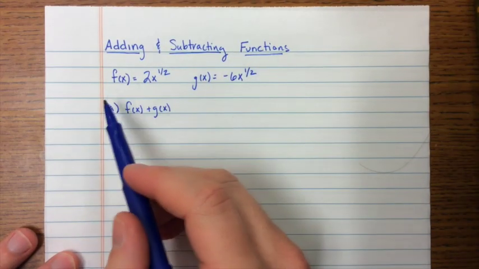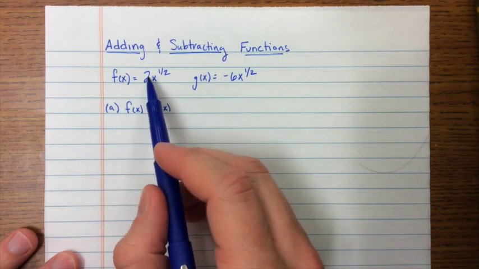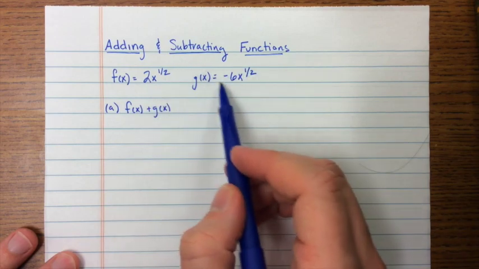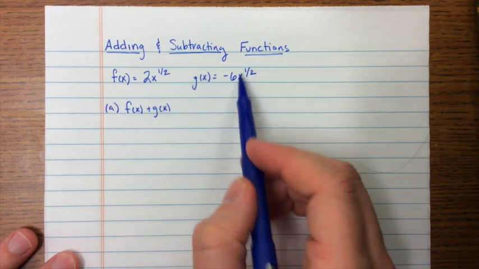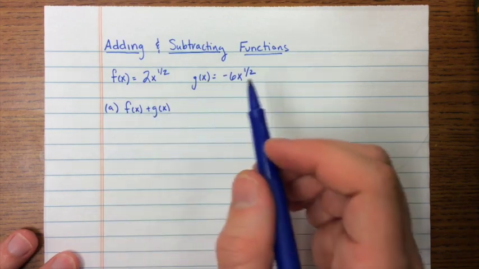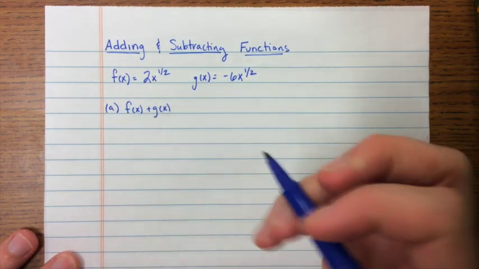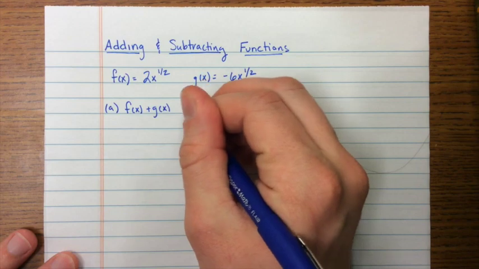We're adding and subtracting functions. We're given f of x equals 2x to the 1/2 power and g of x is equal to negative 6x to the 1/2 power. First thing we want to find is letter A, f of x plus g of x, and we want to state the domain.